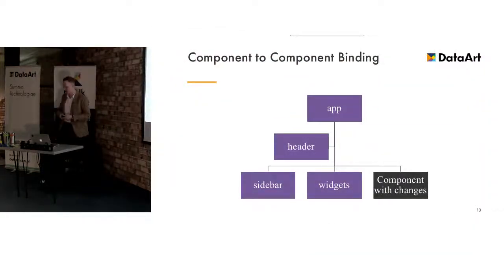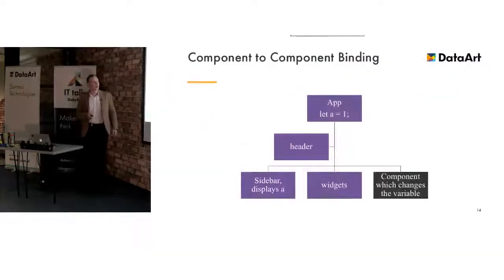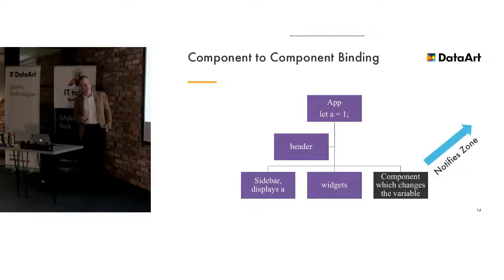So let's check it on a more practical example. For example, we have an application, it's a root node, we have some header, we have sidebar widgets, and we have a component with changes. And for example, one component changed a variable. So we have some special thing which is called zone. What happens inside the Angular core? We have one thing, it's called zone.js, and it is responsible for handling changes, listening to changes in Angular 2 and Angular 4, and I'm pretty sure in Angular 5 as well. So this zone checks the changes in your code, and if something has changed, it notifies the whole application.